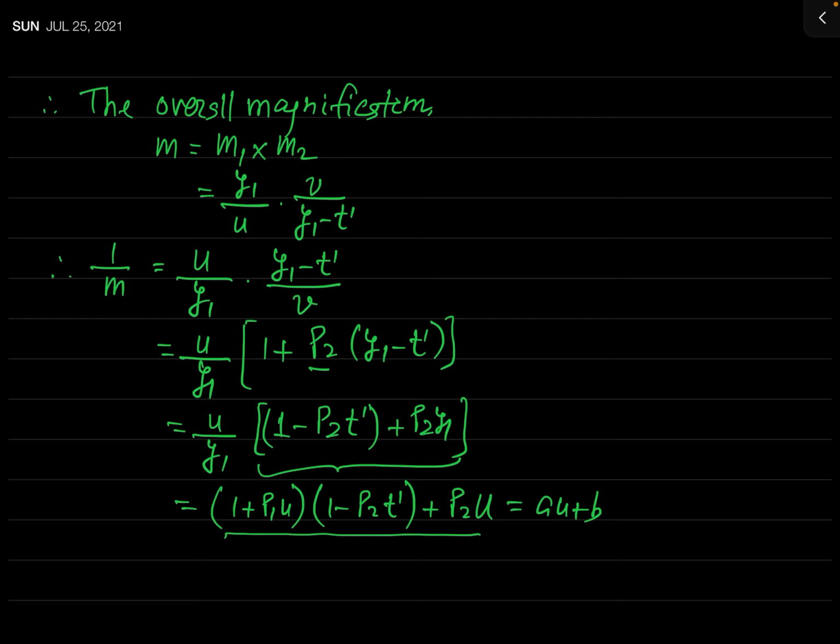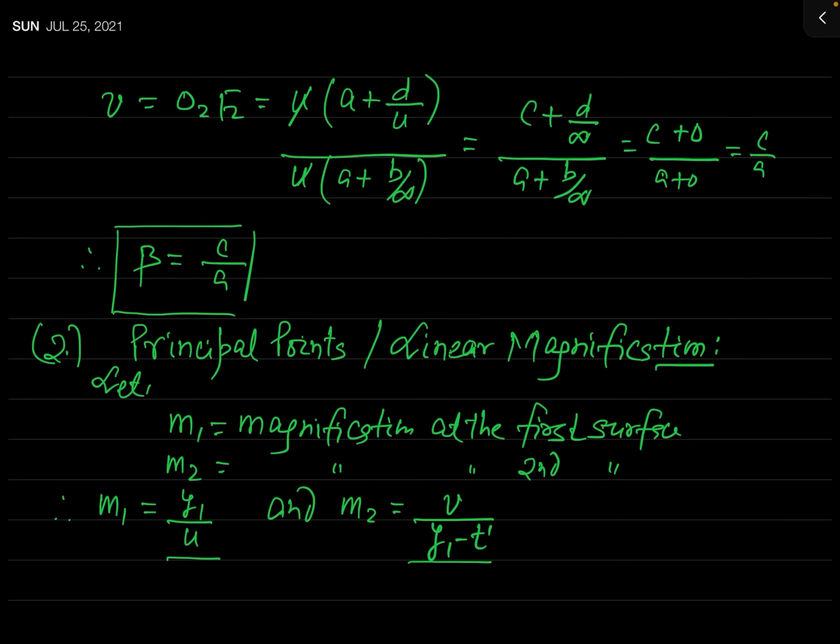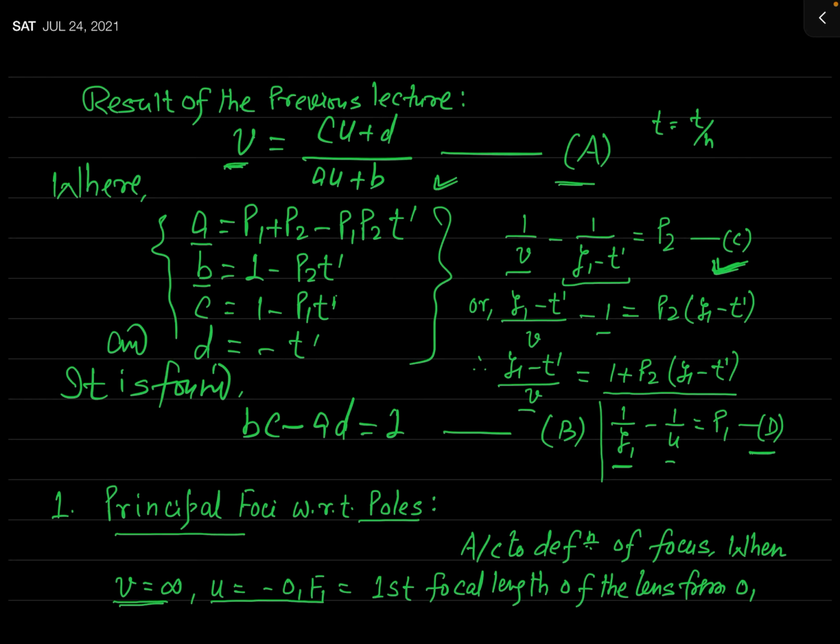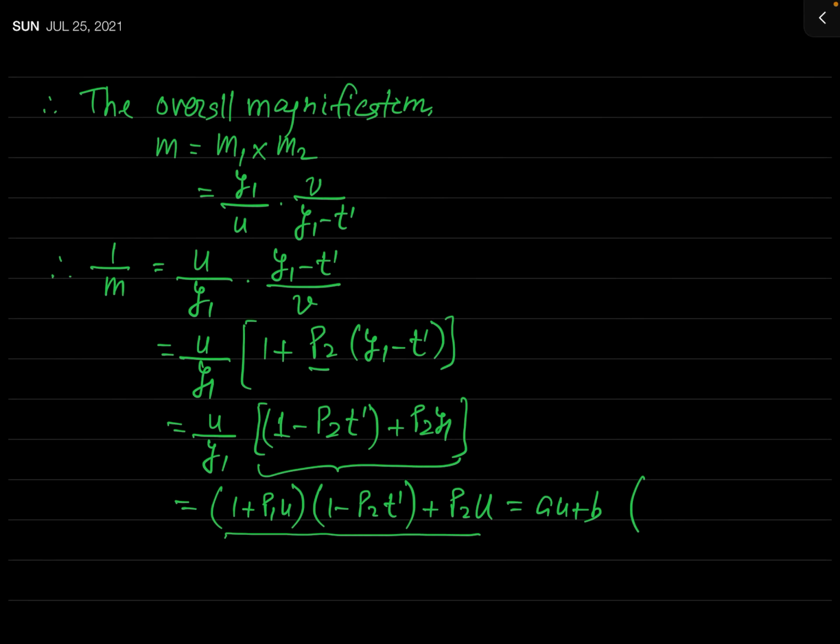Now in this result we will make use of the equation. Actually this result has been obtained by using the results which we have mentioned here. You can see this result C and this result D have been used to get this value. So after use of C and D, this result has been obtained.